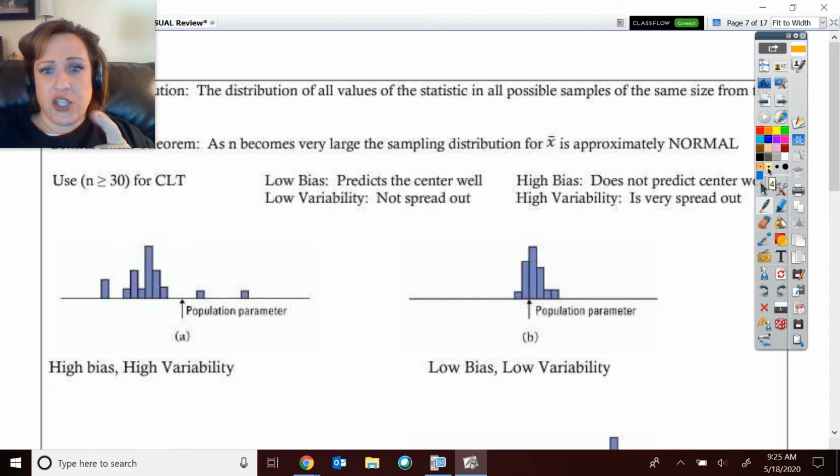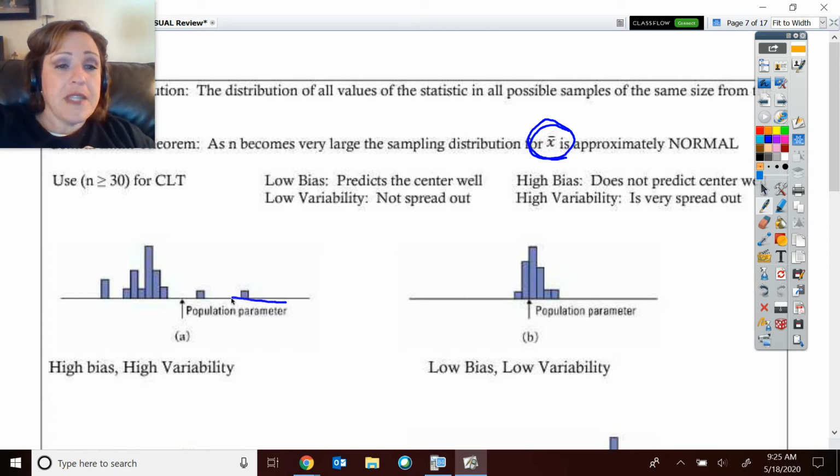I liked this picture a lot. It talked about variability versus high bias. So it talked about where your X bar, where your sample result, your point estimator, fell in relationship to where the true population value is. For example, here we have the population parameter located right here.